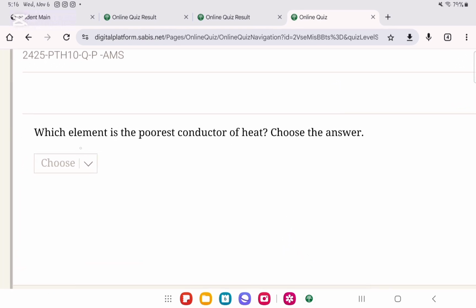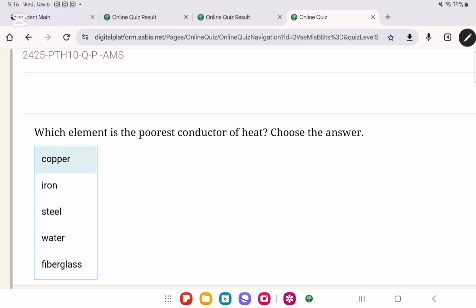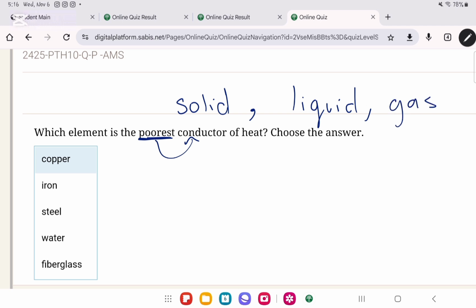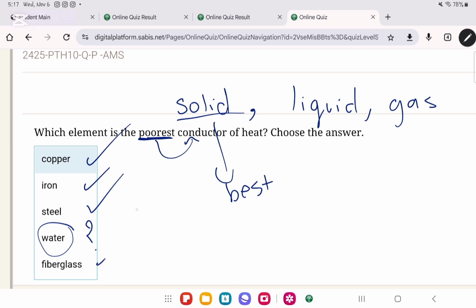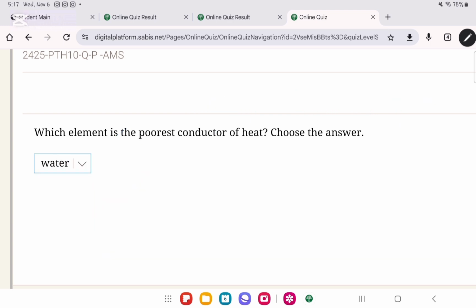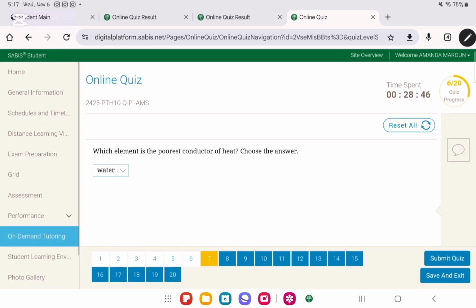Now, this is something really nice, okay? Pay attention. They told us which element is the poorest conductor of heat. You might be freaking out. You're like, oh my goodness, I didn't memorize them. Just remember, solid, liquid, gas, they all do conduction, but solid is the best conductor. So looking at this, copper is a solid, iron is a solid, steel is a solid. Is water a solid? Not necessarily. Fiberglass is a solid. So they're all solids except for water. So then we can say that water is the poorest conductor of heat because it is not a solid.